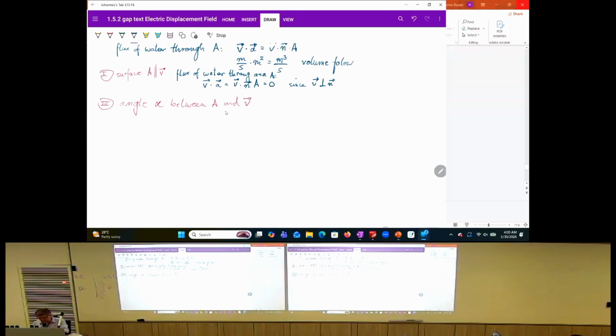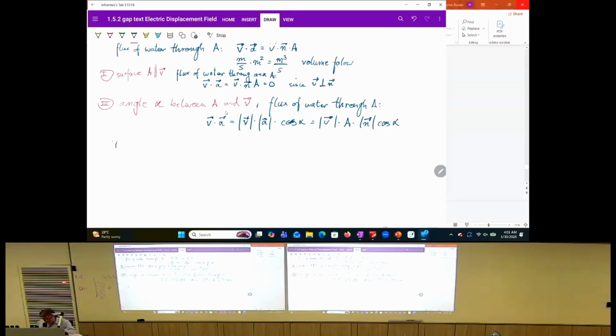What does it imply for the flux of water? Well, again, you have the same formulation. It is v dot A, but this means it's the magnitude of v times the magnitude of A times the cosine of alpha, which is basically the angle between the two vectors here.